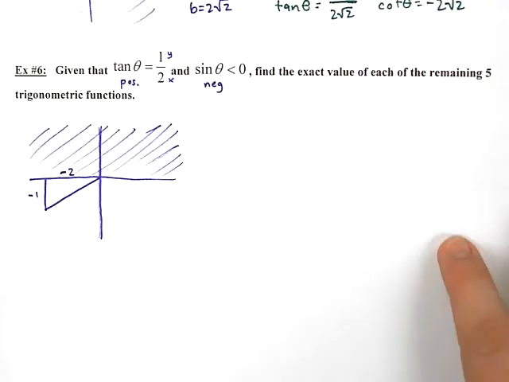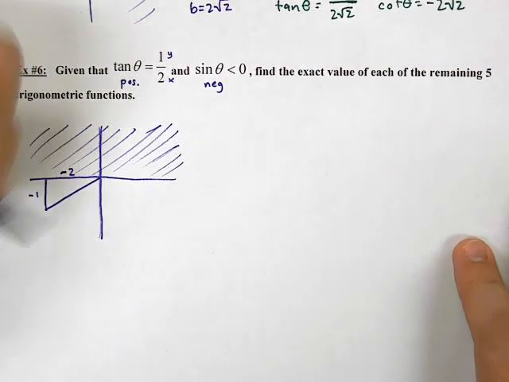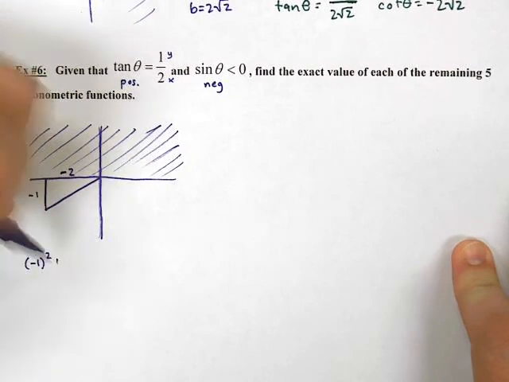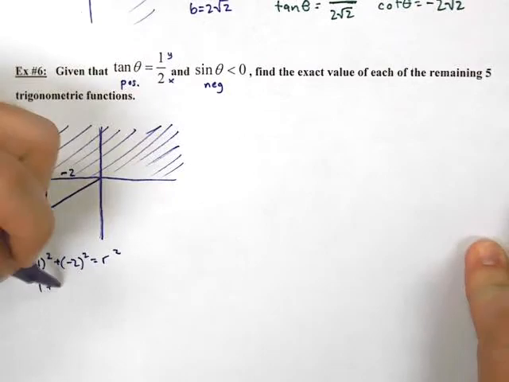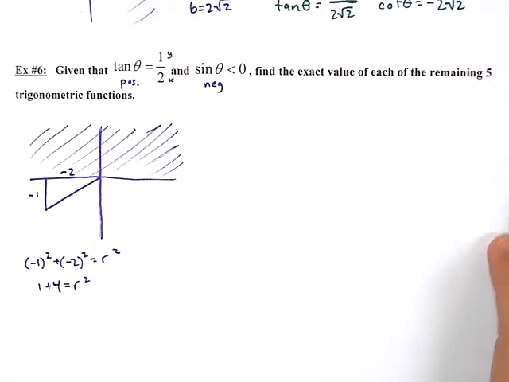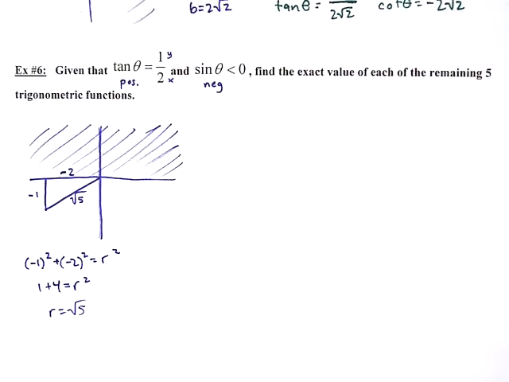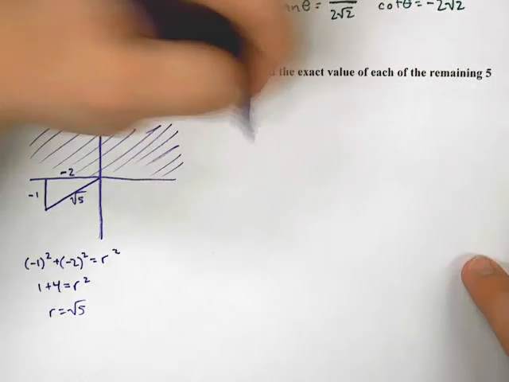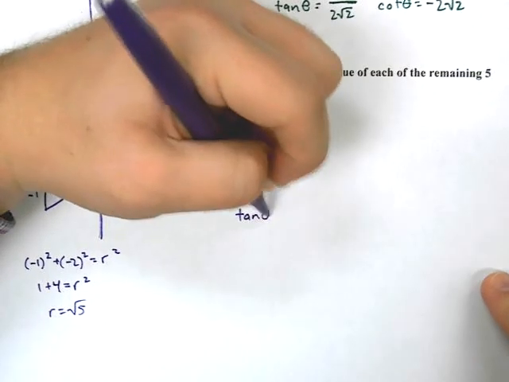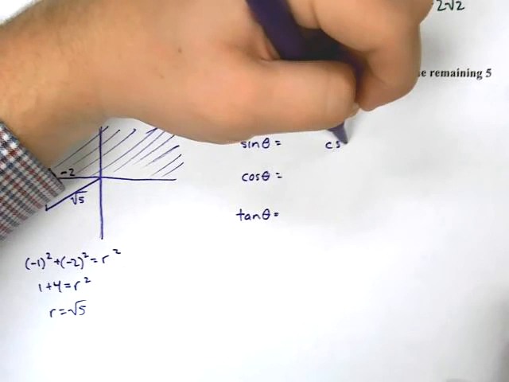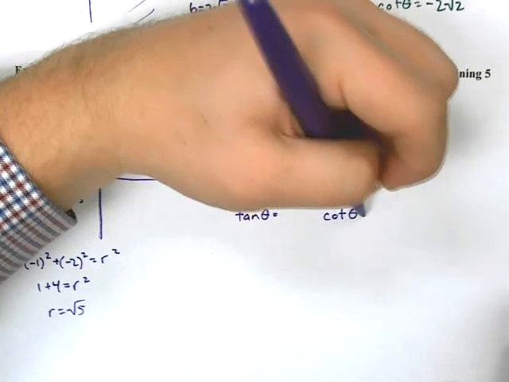Let's get the hypotenuse. You can use x squared plus y squared equals r squared, or a squared plus b squared equals c squared. I don't care. But negative 1 squared plus negative 2 squared equals r squared. 1 plus 4 equals r squared. So r equals square root 5. Now that we always keep positive. Here we go. So sine, cosine, tangent, cosecant, secant, cotangent. We're almost there.